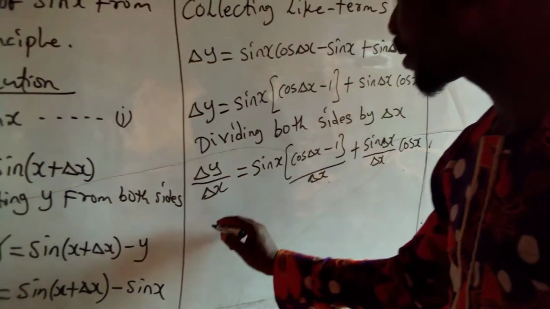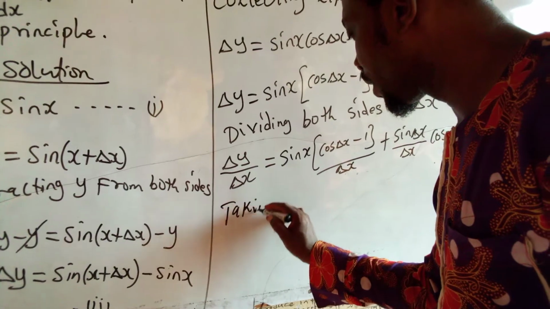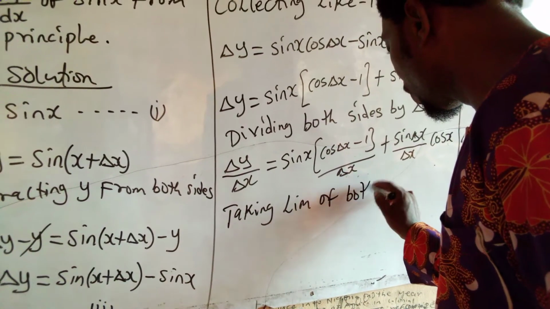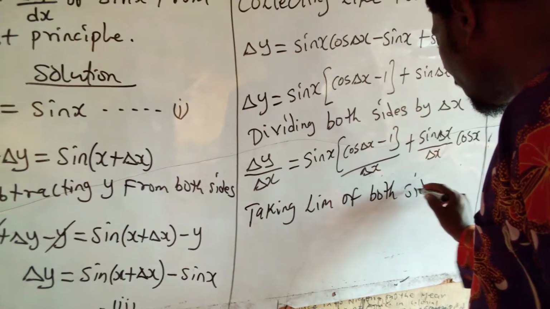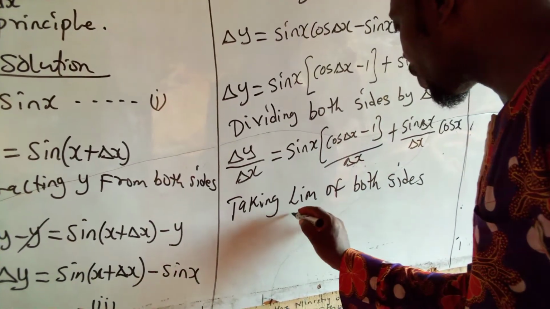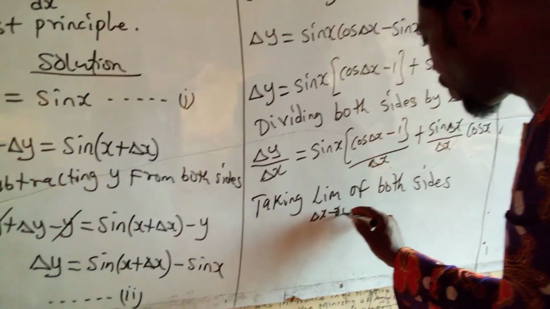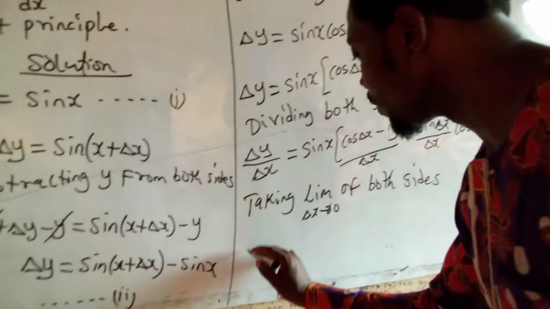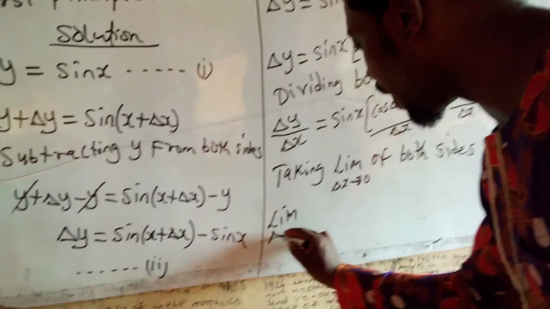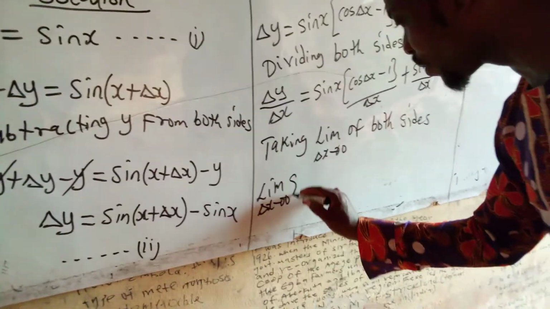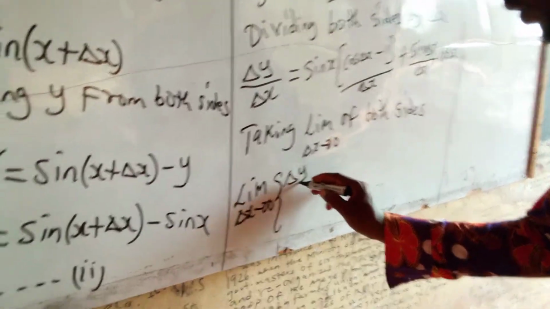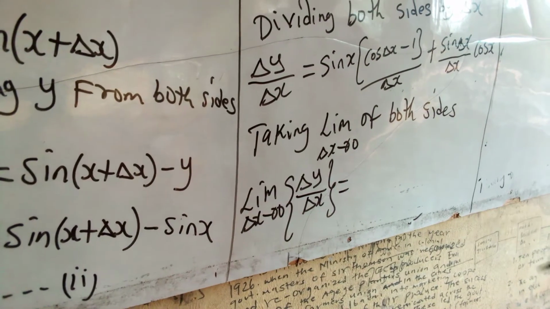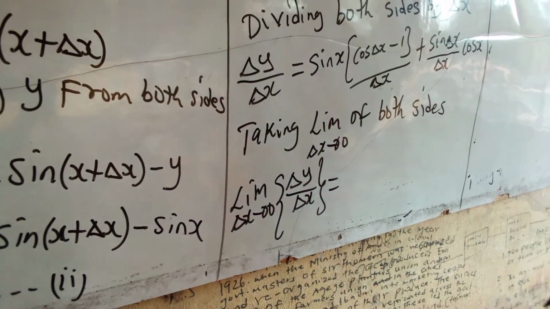Taking limit of both sides as changing s tends to 0. If you do that, you are going to have the limit as changing s tends to 0 of changing y over changing s. You come to this side, and you take the limit one by one, separately.